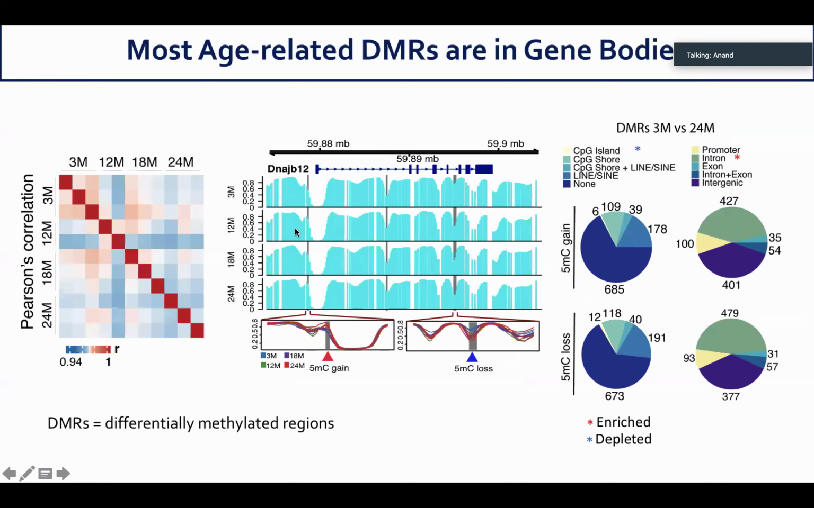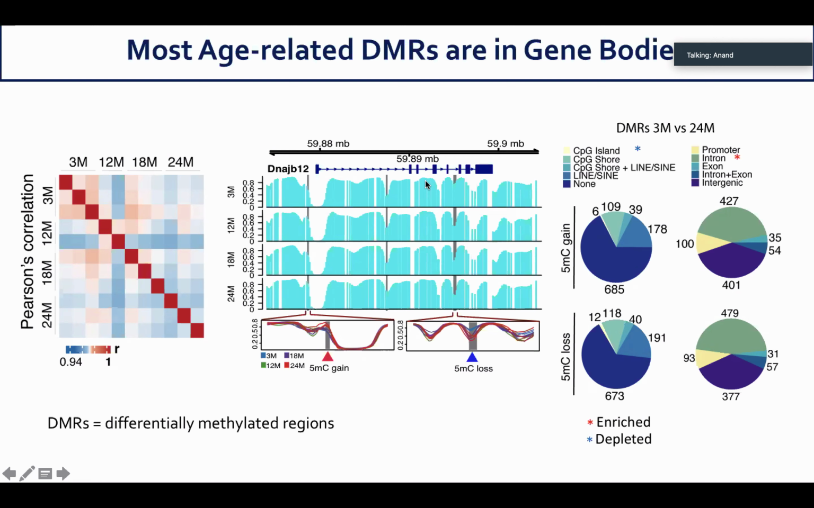And when you look at that, you are going to find what you call differentially methylated regions, or DMRs. We have used this term extensively in the paper and in this talk as well. And these DMRs are age-related DMRs. You can either have a gain of methylation, which would also be a DMR, or a loss of methylation.